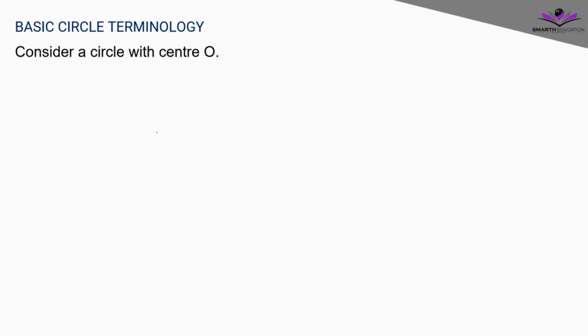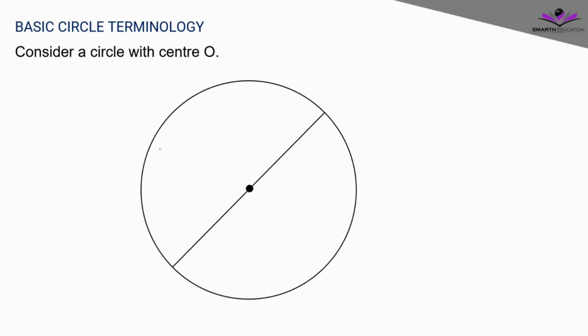Let's discuss the basic circle terminology. It is very important that we remember the basic circle terminology as we start Euclidean geometry. Let's consider a circle with center O. We have the line that passes through the center from circumference through the center to circumference. What do we call this line?